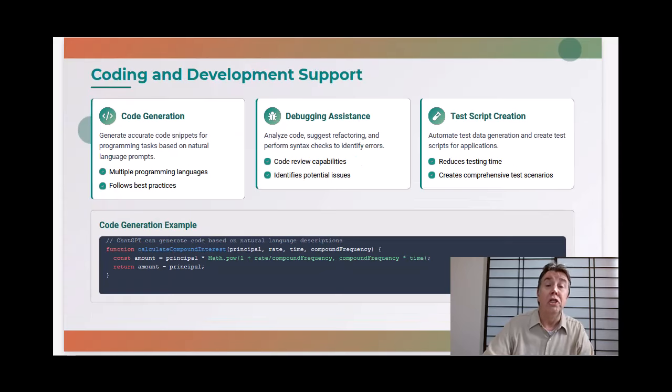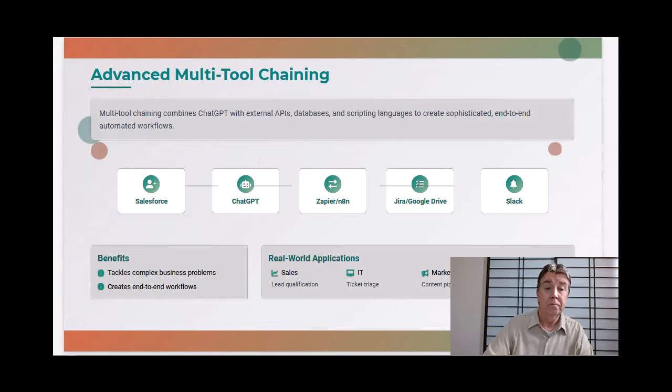You can also use ChatGPT for coding and development support, code generation, debugging assistance, and test script creation. I think the strength of ChatGPT really comes to the fore when you link it with other tools. So advanced multi-tool chaining works very well. Salesforce, ChatGPT, Zapier, Jira, Google Drive, and Slack.